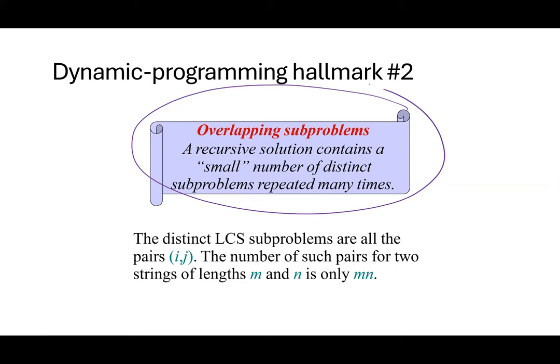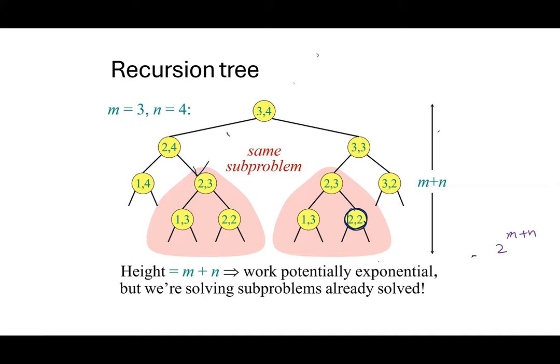So the distinct LCS subproblems are all the pairs i, j. The number of such pairs for two strings of length m and n is only m times n. So basically, you see, these are the problems, like 3, 4, 3, 4. If I follow this tree, we have an exponential number of problems. But in reality, we only had LCS of 3, 4, then we had 2, 4.